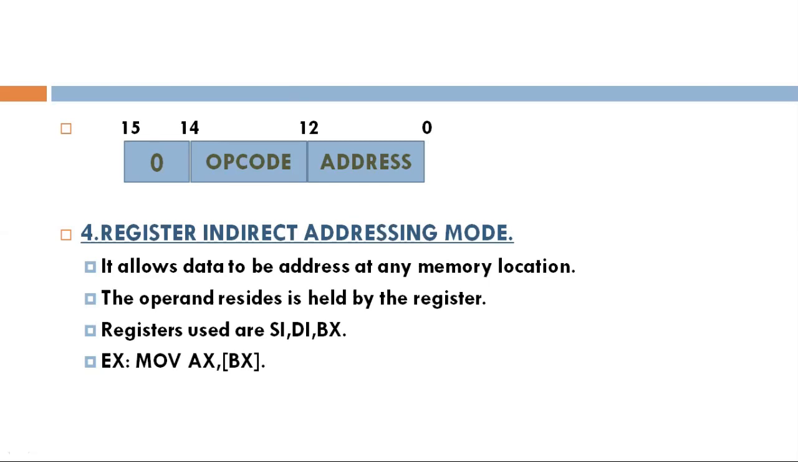Fourth one, register indirect addressing mode. It allows the data to be accessed at any memory location. Here the operand resides in the memory location held by the register. The registers used are SI, DI, and BX. MOV AX, [BX]. So BX is represented in square brackets, which indicates the memory location.